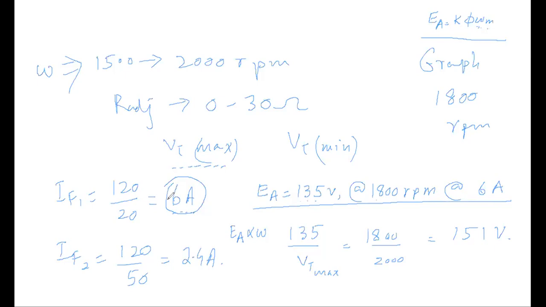Because in the first previous part also, when R adjustable was made equal to 0, that means it is going to correspond to the maximum EA, because if I reduce R adjustable to 0, that means my IF jumps up to the maximum value, and when my IF jumps to the maximum value, that means my EA maximum will be achieved, and at no load that EA maximum will also reduce to VT maximum. So for VT maximum I already know the operating point, that at 1800 RPM it is equal to 135 volts, and I want to find at 2000 RPM, which will give me the greatest value of VT max.